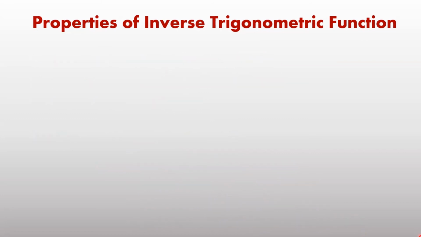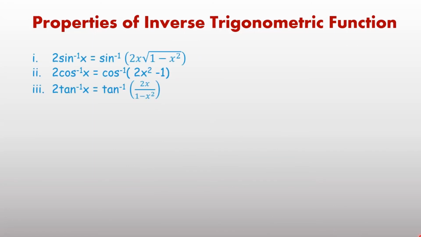Next group of identities for this chapter: 2 sin inverse x equals sin inverse of 2x under root 1 minus x square, or 2 cos inverse x equals cos inverse of 2x square minus 1, 2 tan inverse x equals tan inverse of 2x upon 1 minus x square, or also we can write this as sin inverse of 2x upon 1 plus x square, or third one, 2 tan inverse x equals cos inverse of 1 minus x square upon 1 plus x square.